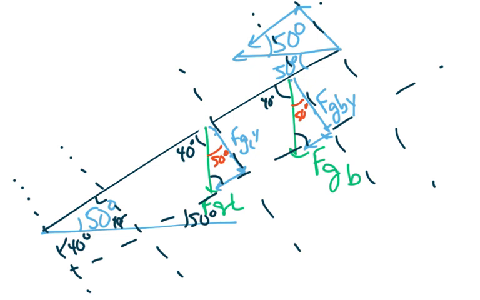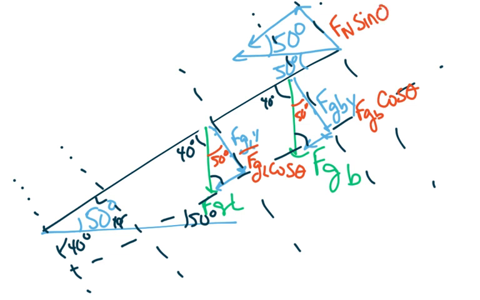But what that means is my component here is the gravitational force of the ladder times the cosine of the angle now. So the normal force at the top was sine of the angle. These gravitational forces are the cosine.